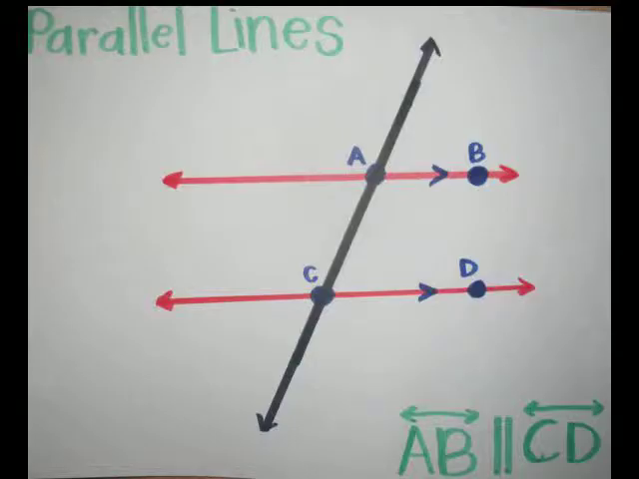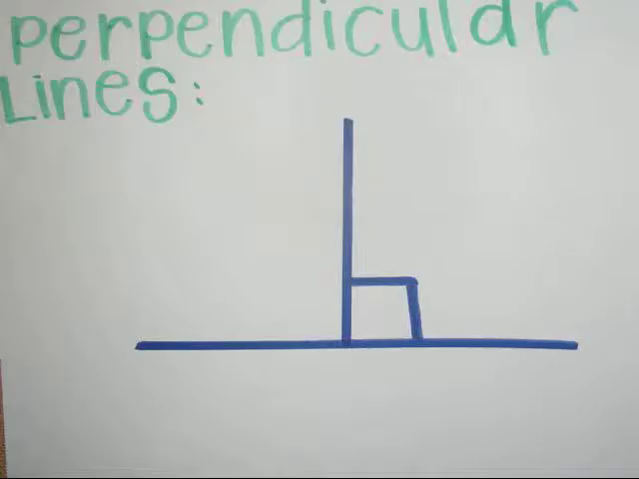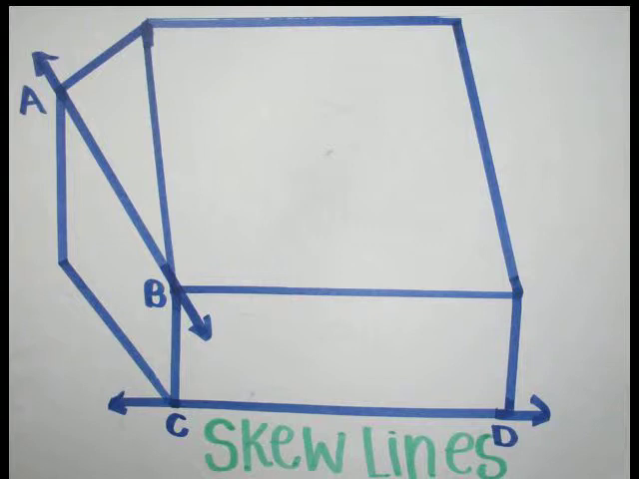Parallel lines are coplanar and do not intersect. Perpendicular lines intersect at 90 degree angles. Skew lines are not coplanar. Skew lines are not parallel and do not intersect.